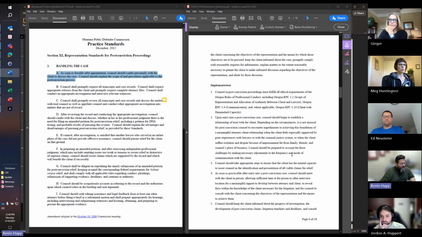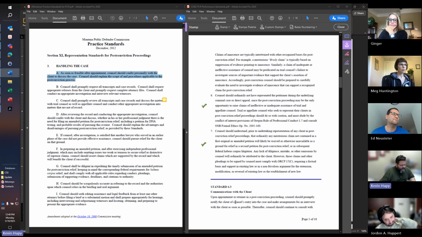Okay, it looks like the overview takes that into account first, so the OSB overview for 6.3, upon appointment or retainer, yada, yada, get in touch with your client, which sounds like that's basically 3A for Montana. Yeah. How do we want to be more explicit about what that contact needs to look like, and how soon, or what the time frame is?